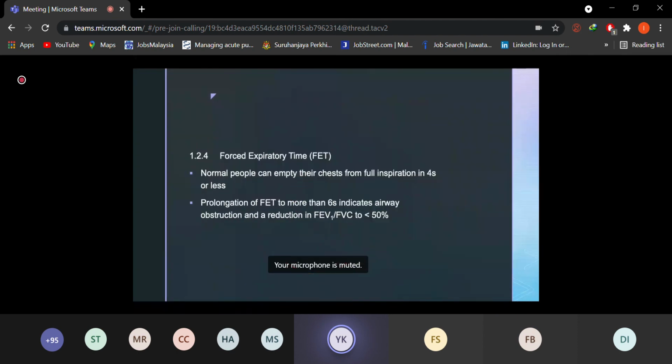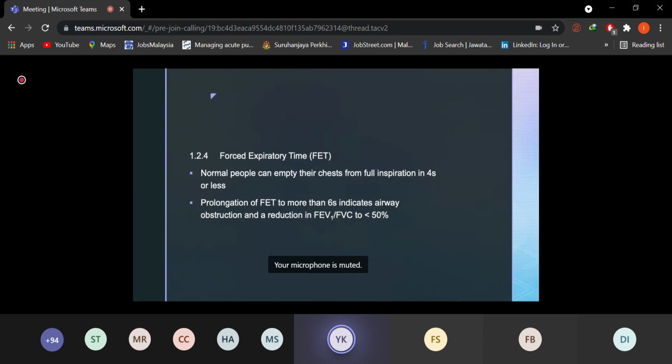Next is the forced expiratory time (FET). Normal people can empty their chest from full inspiration in 4 seconds or even less. So if it is prolonged, it indicates either obstruction or reductions in the FEV1 and FVC.